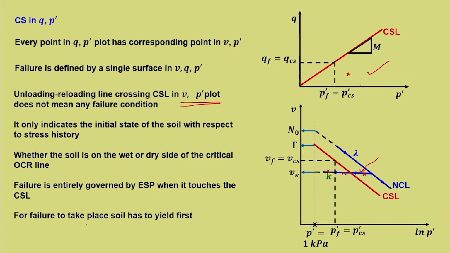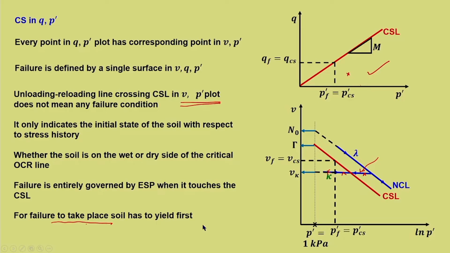For failure to take place, soil has to yield first. That means we need to introduce another concept which we will see shortly: we need to define what soil yielding is. When we discussed module 2, we never discussed this point explicitly, but it is there. But in this module, we need to clearly state when the soil is going to yield. So, without yielding, failure cannot take place.